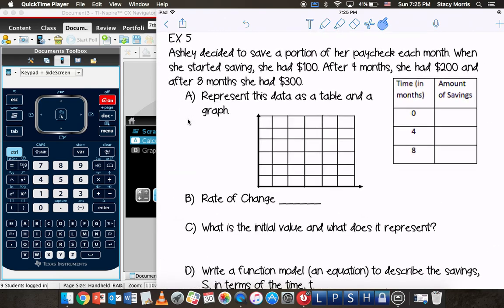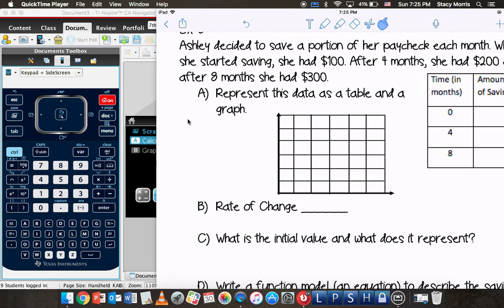So we're going to fill in the table based on what information they gave us. It says when she started saving, she had $100. So at 0 time, she already had $100. After 4 months, she had $200. And at 8 months, she had $300. So then we're going to make this into a graph.